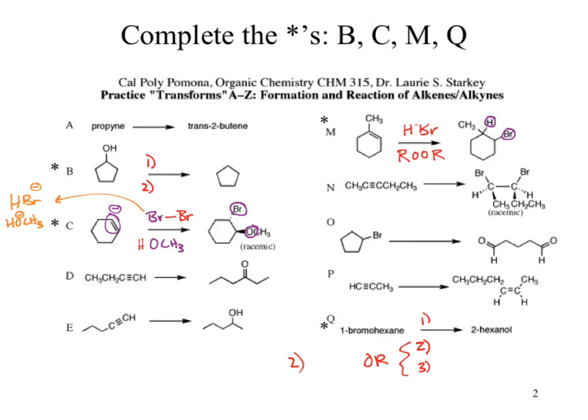So the very first thing we should go through and do to solve this problem, draw out the structure. 1, 2, 3, 4, 5, 6. We're starting with 1-bromohexane, and we're ending with 2, 3, 4, 5, 6. Kind of out of space. Sorry, I'm going to have to put it over here. 2-hexanol.